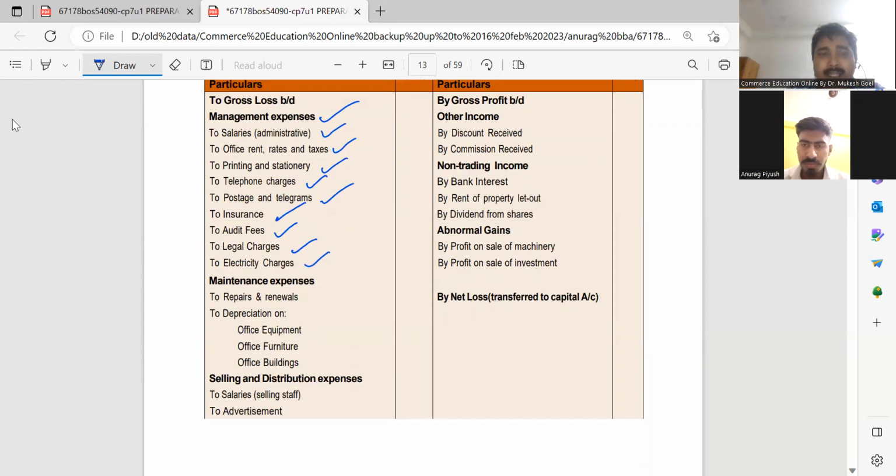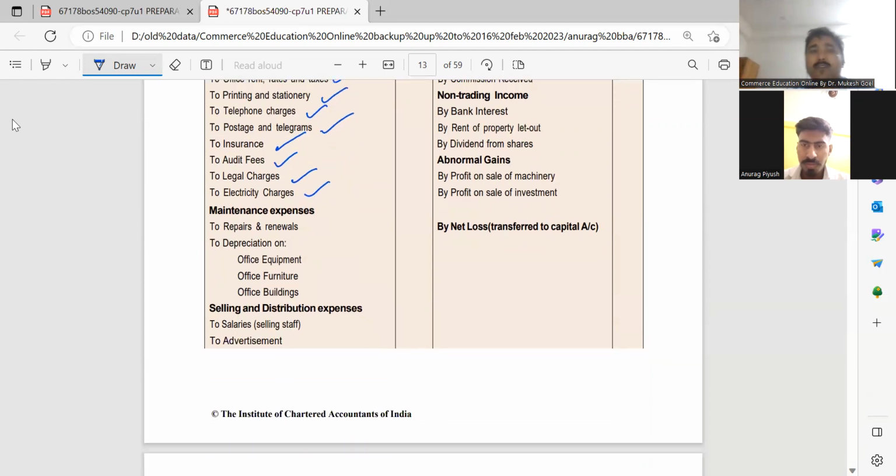And the next head of the expenses is maintenance expenses. Maintenance expenses means expenses related to repair and renewals, and depreciation on office equipment, office furniture, office buildings.